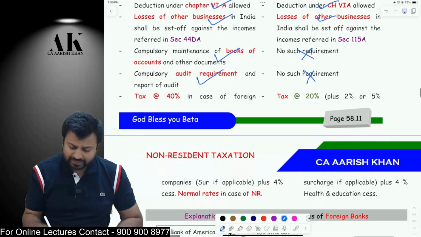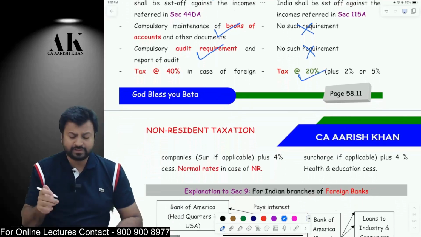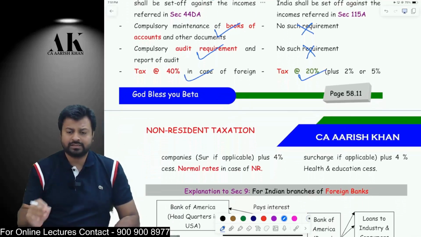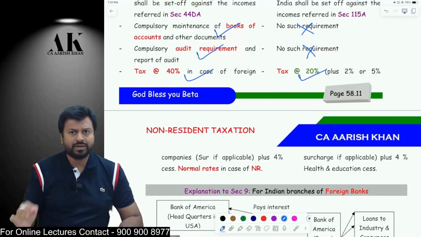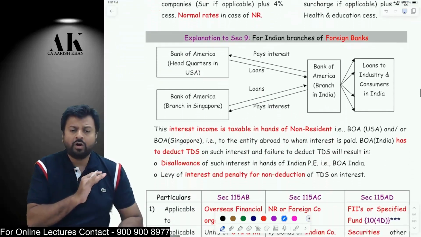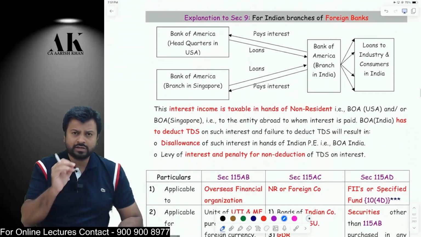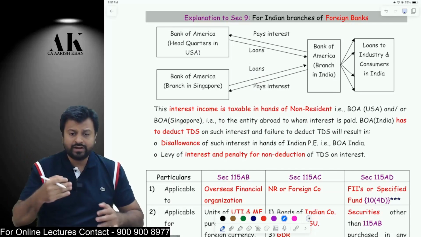In 115A, the tax rate was 20% or DTAA, whichever is lower. Here the tax rate will be normal tax rate. For foreign company, it will be 40%. For others, it will be normal rates. Okay. I hope it is clear to all of you. Here we complete all the discussion of what? All the discussion of interest, dividend, royalty and FTS. Now let's move on to the next part.